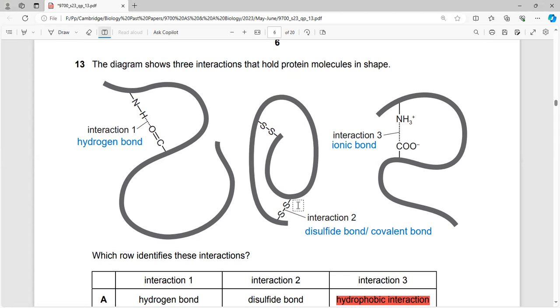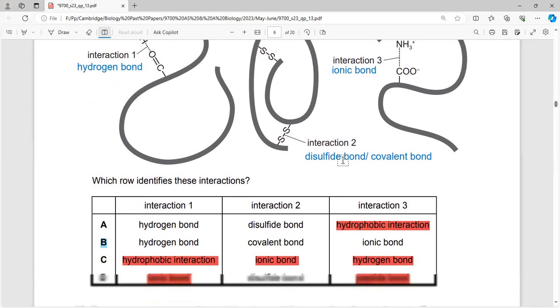Interaction number 2: you can see the two sulfurs, so this is a disulfide interaction. This disulfide bond is a covalent bond. The cysteine amino acid is making the disulfide interaction. What about interaction number 3? The amino group with a positive charge and the carboxyl group with a negative charge are completely charged ions, and they make interactions, and this is an ionic bond. So these are 3 different interactions.